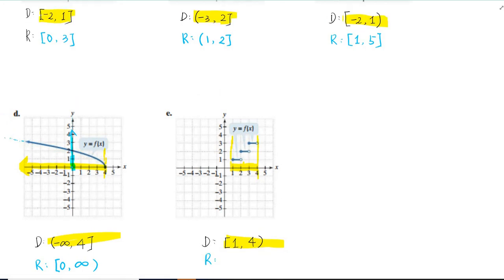So for part E, the range is very tricky because if you think about it, I start at 1, right? But then I have to jump to 2 because it's not continuous right here. It's not continued, so there's nothing between. And then I jump to the next, which is 2, and then I jump to 3. You can't really write it in interval form, so I'm just going to write it as y such that y equals 1, 2, 3.